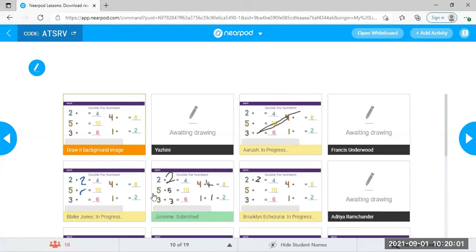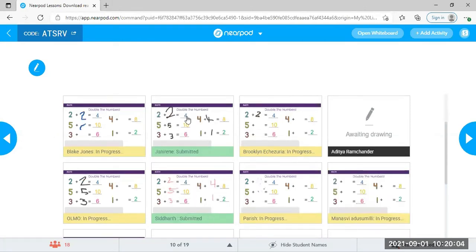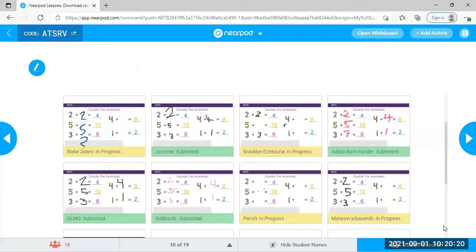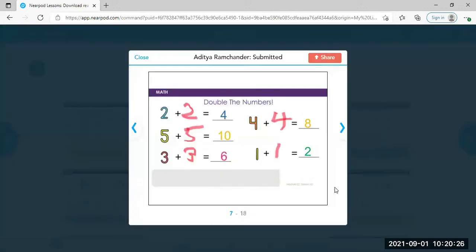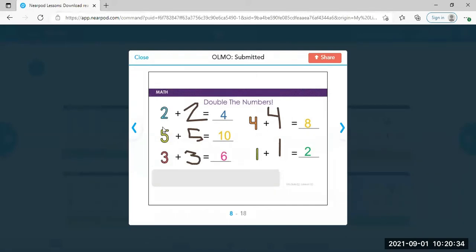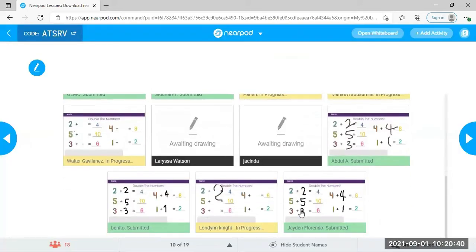Yes, very good. Ooh, all right, let's look at Johnny's. Awesome. Look at her double facts. 2 plus 2, 5 plus 5, 3 plus 3. These are double twin doubles. 4 plus 4, 1 plus 1. Excellent, Johnny. Oh, wow, that was fun. You guys did great. Let's look at Aditya's. Wow, excellent double facts. You are awesome. Yes, look, they match. 2 and 2, 5, 5, 3, 3, 4, 4. Those are double twins.